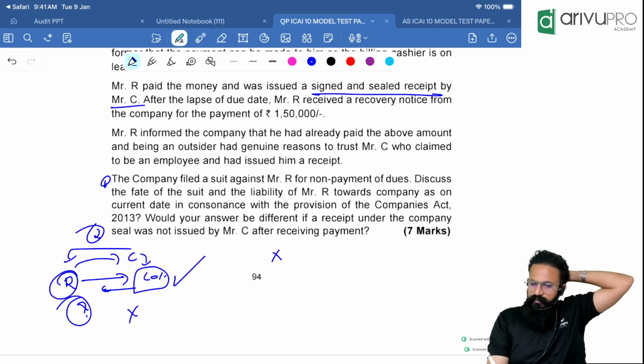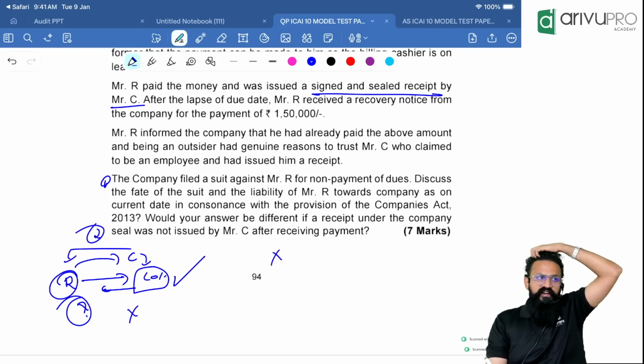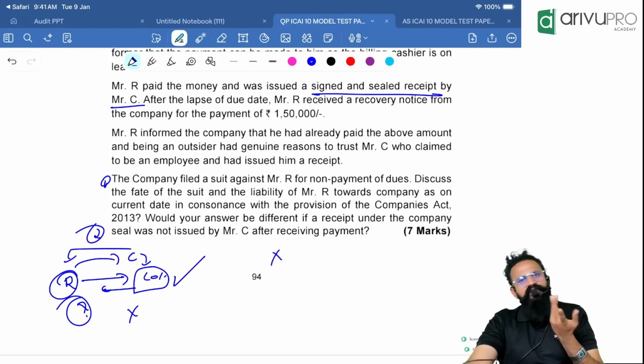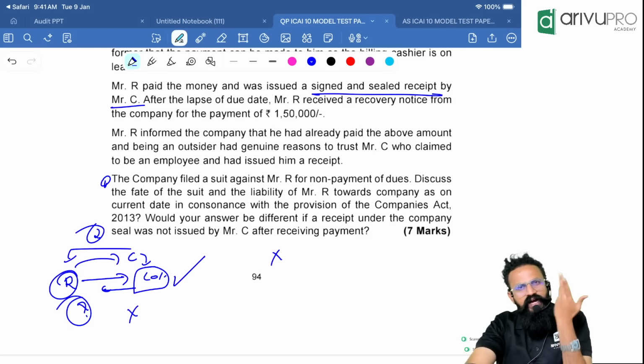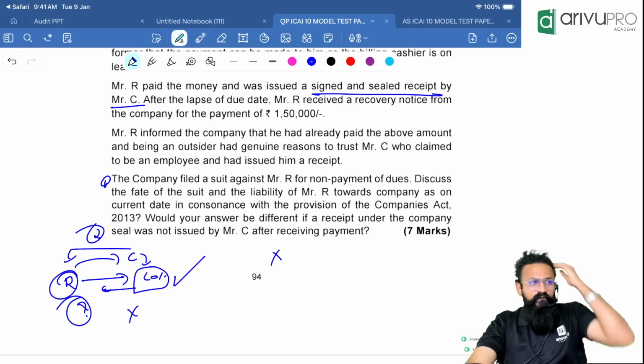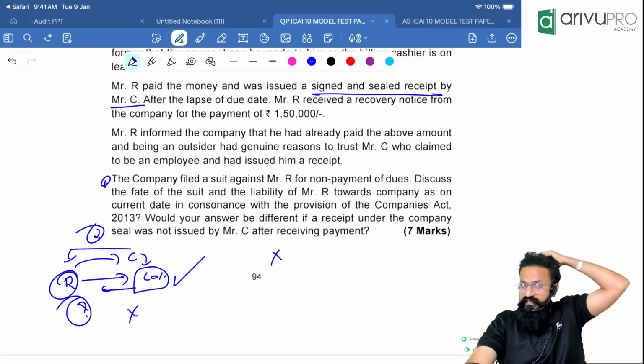But people, if C did not give a company seal, he just signed and gave, then yes, people, you are liable because you are also supposed to have some due diligence. You should not have acted in negligence. You should also check to whom you are paying the money. So if you did not get a receipt under a company seal, then yes, people, you are liable. The company is right in holding you liable. Doctrine of indoor management will not apply.